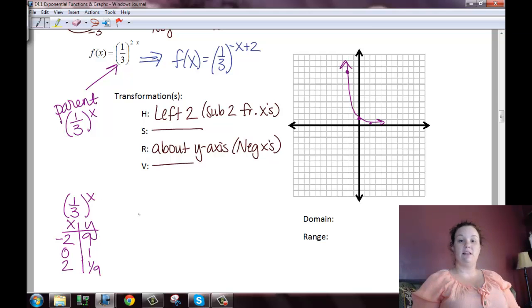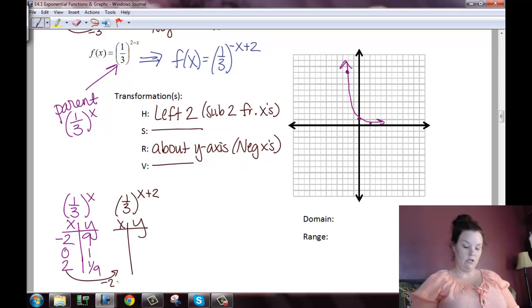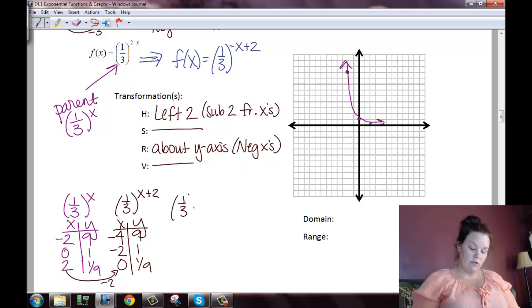My first transformation is to move it left 2. So now my function looks like 1/3 to the x plus 2. To move it to the left 2, I'm going to subtract 2 from the x's of my parent chart. So -2 minus 2 is -4. 0 minus 2 is -2. 2 minus 2 is 0. My y's stay the same. 9, 1, 1/9. Then I reflected about my y-axis, which means that I negate my x's. I have 1/3 to the -x plus 2. I take my x's from the previous table and I negate them, which makes it +4, +2, 0, 9, 1, 1/9.